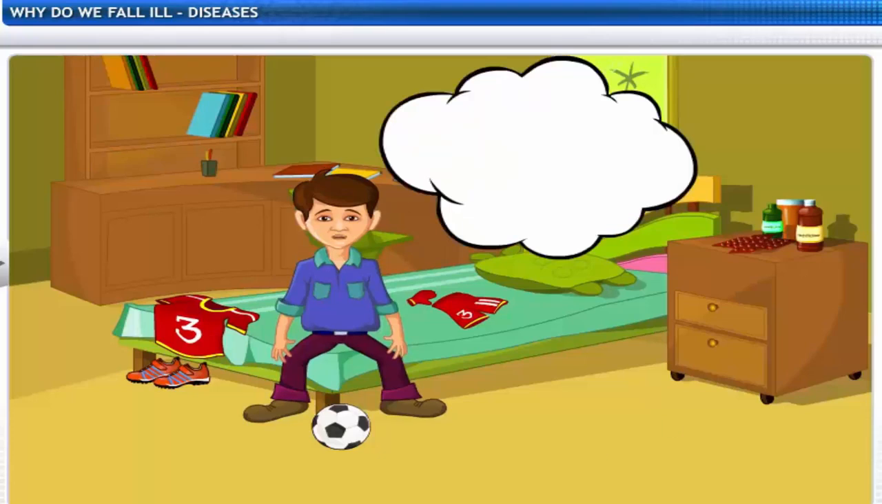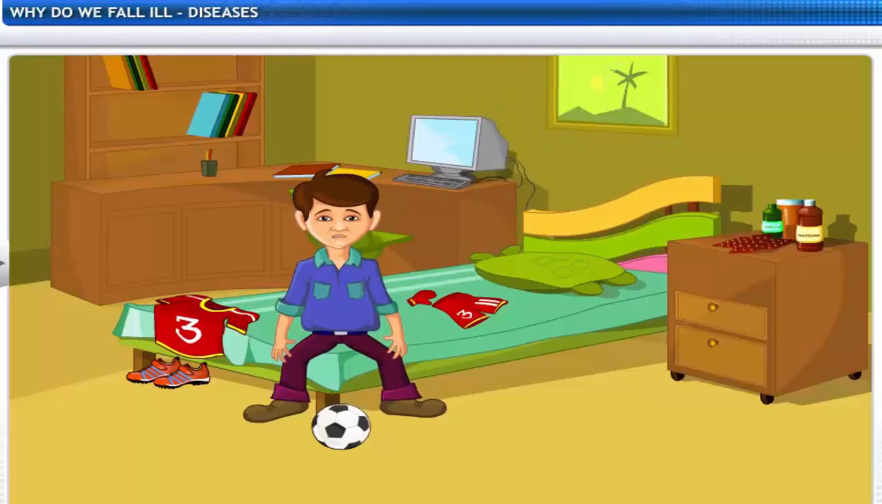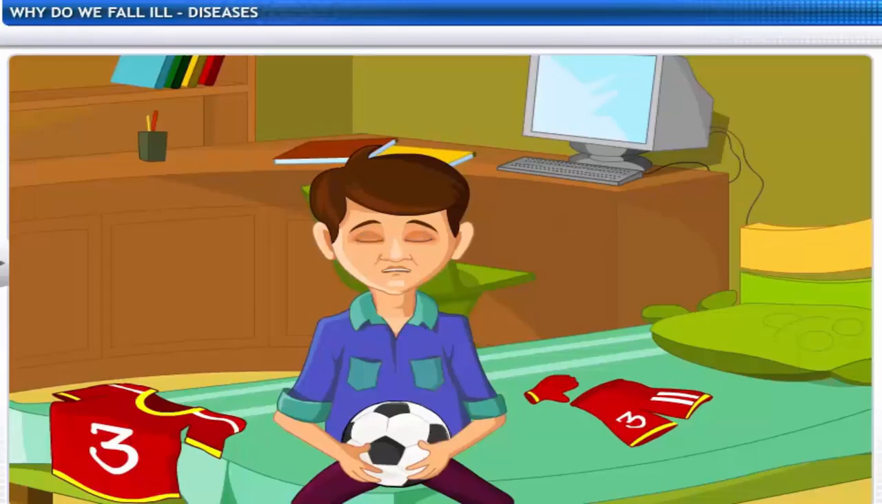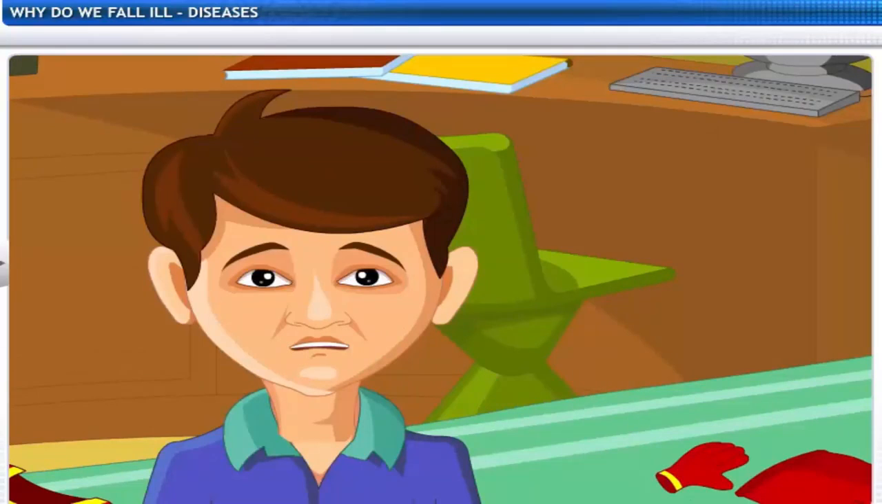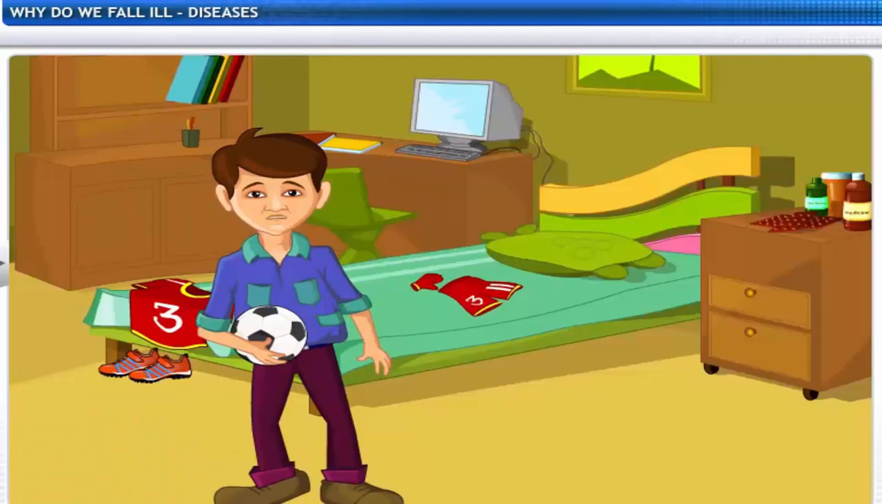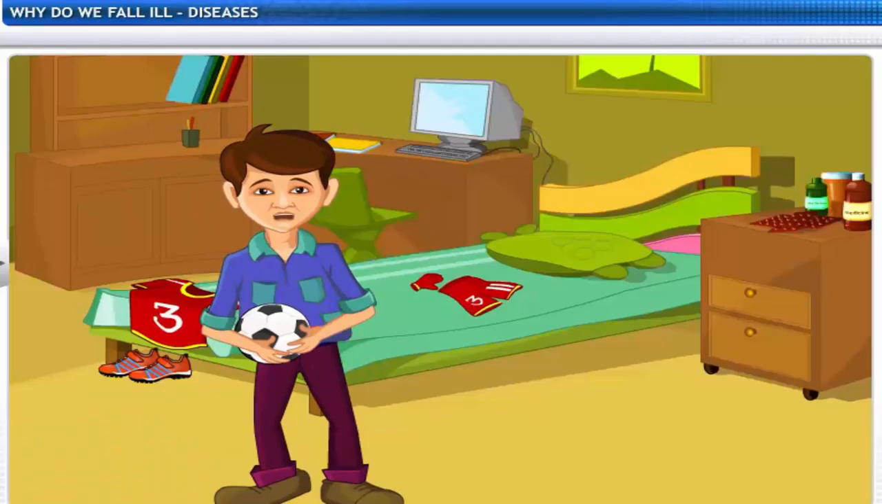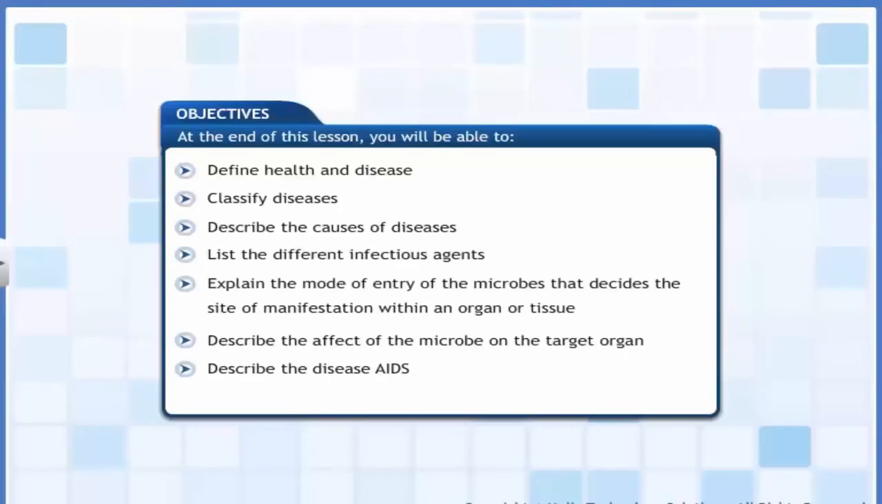The football tournament final is due in 3 days, and I have come down with high fever. The doctor says that a fever is only a symptom of a disease. I am normally quite fit, but I can't figure out which disease I could have got. This lesson gives you a better understanding of diseases and why we get them.